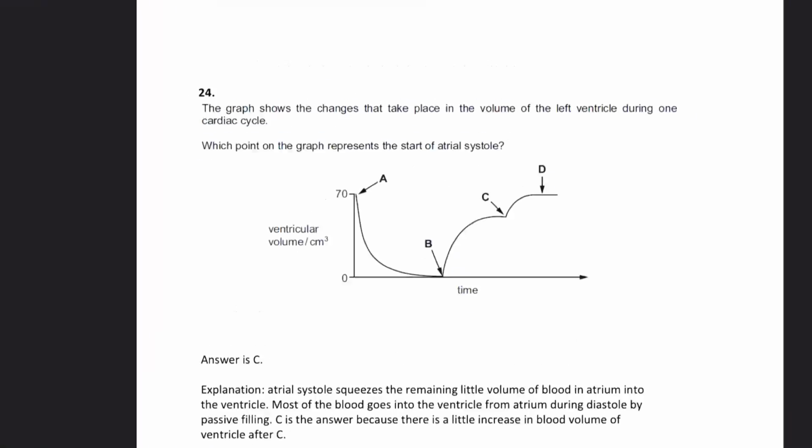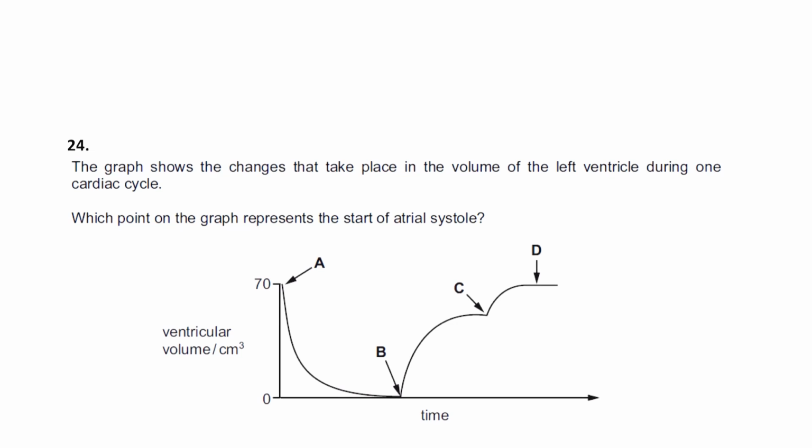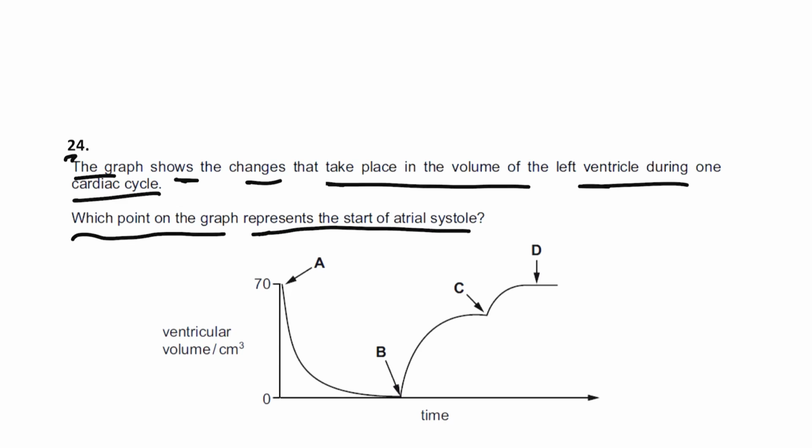Let's move on to MCQ number 24. The graph shows the changes that take place in the volume of the left ventricle during one cardiac cycle. Which point on the graph represents the start of the atrial systole?